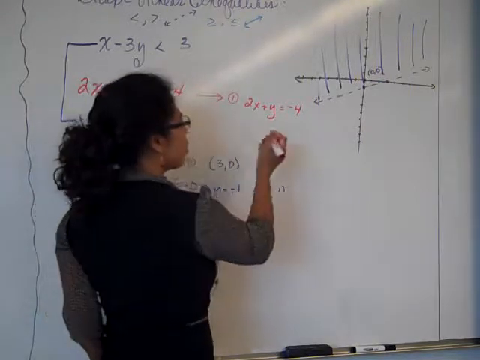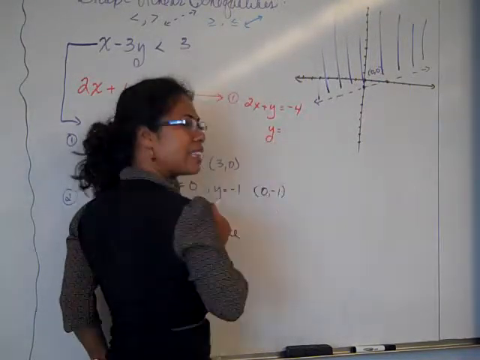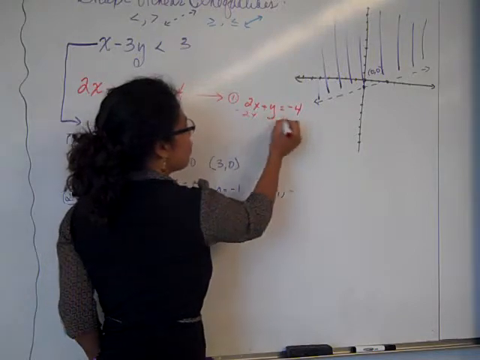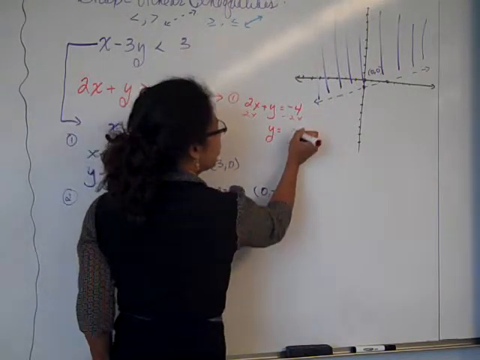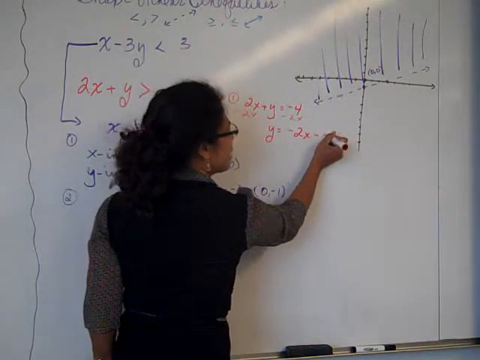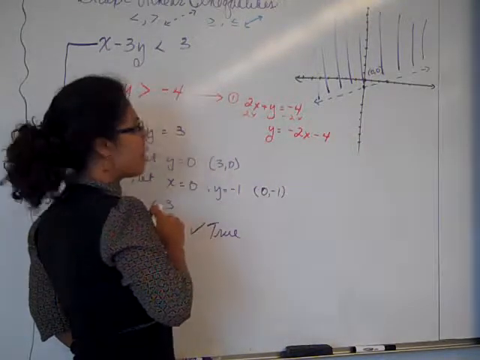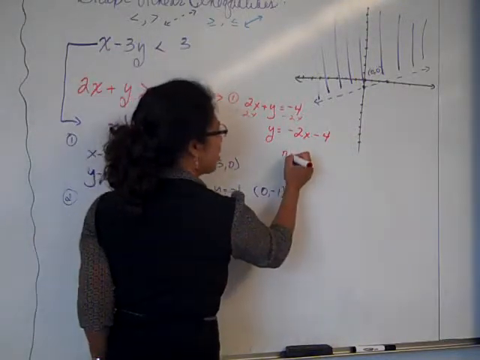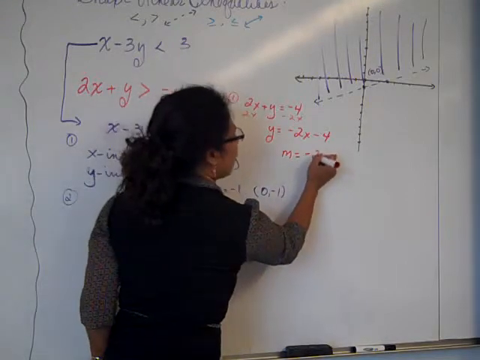You want to do slope-intercept? Sure. Slope-intercept means isolate the y by subtracting 2x from both sides, right? So I have y equals minus 2x minus 4. From here, can you identify my slope? Negative 2 over 1. Perfect.